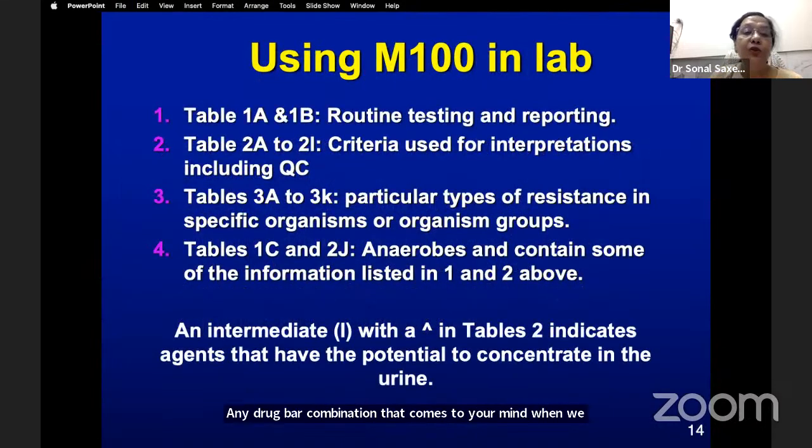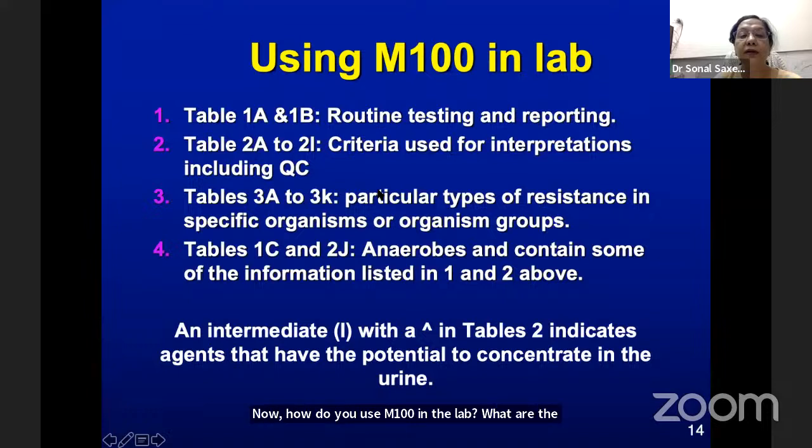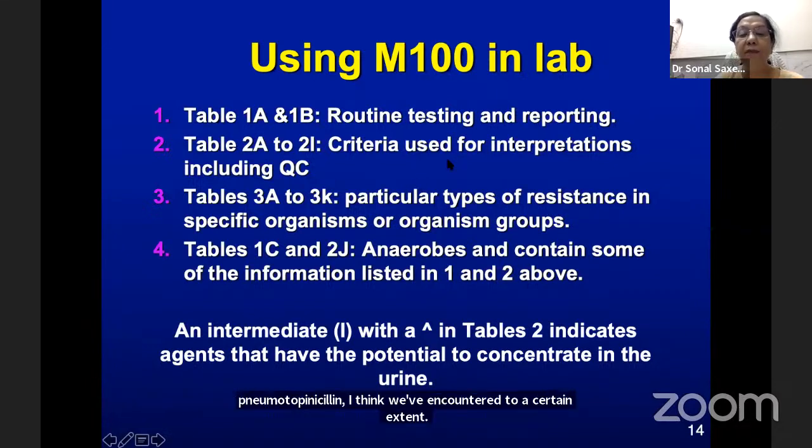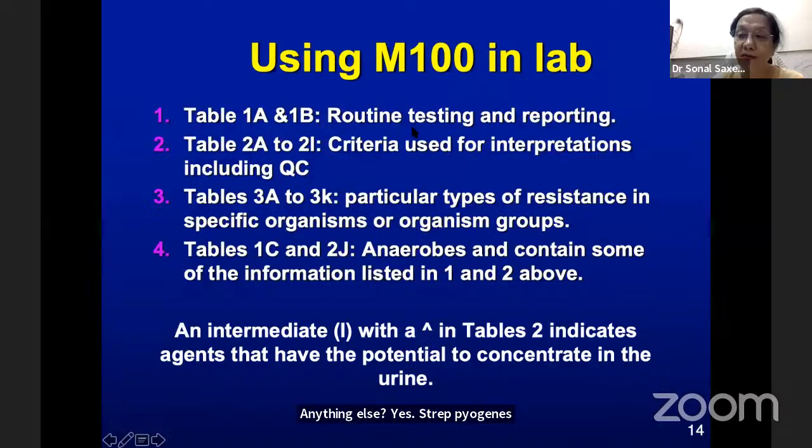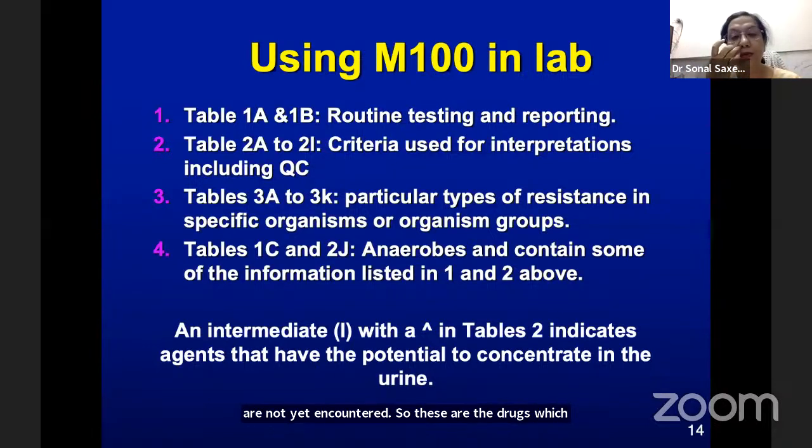Now, how do you use M100 in the lab? What are the parameters that you use in this? As for pneumococcus to penicillin, I think we've encountered it to a certain extent. Anything else? Yes, Strep pyogenes to penicillin, Corynebacterium diphtheriae to penicillin. These are not yet encountered. So these are the drugs which, if you find them, you call them non-susceptible.